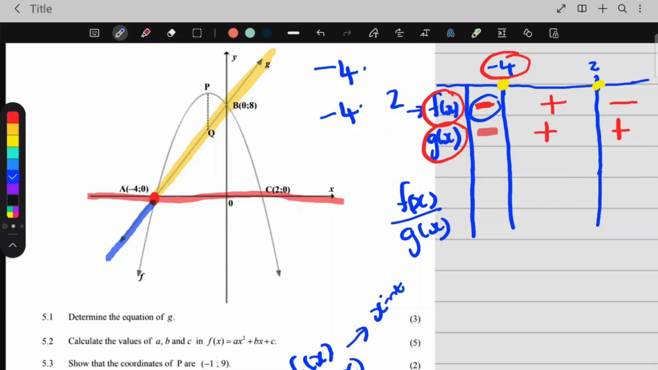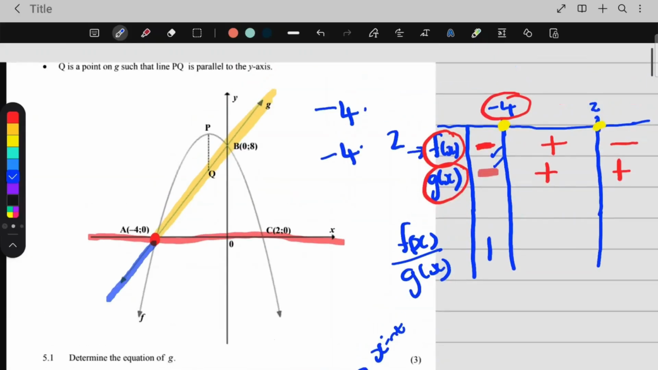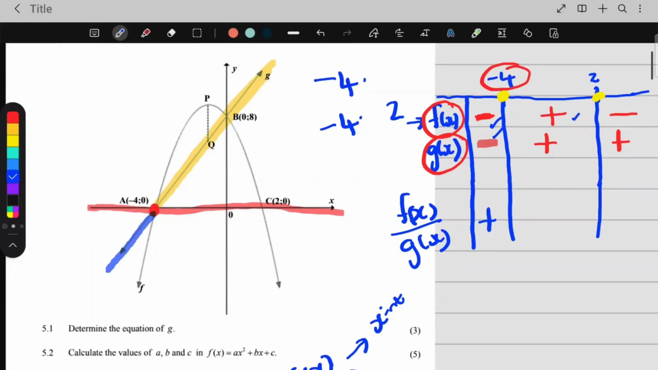So I'm going to go, what's a negative divided by a negative? It's a positive. What's a positive divided by a positive? It's a positive. What's a negative divided by a positive? It's a negative. Okay? Let's repeat that quickly. A negative over a negative is a positive. A positive over a positive is also a positive. A negative over a positive is a negative. So this is my answer now.